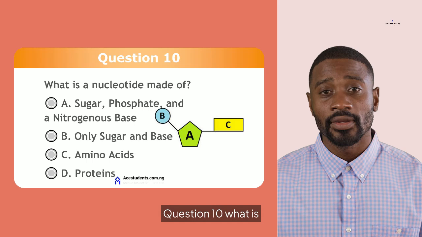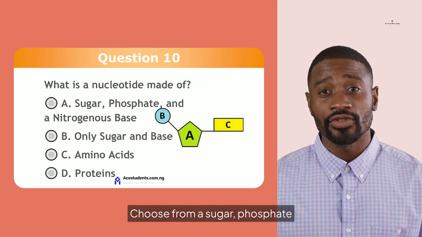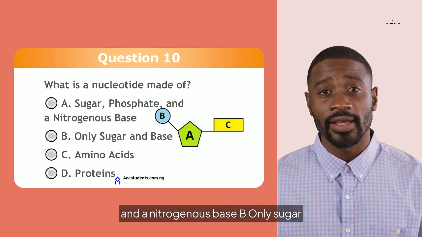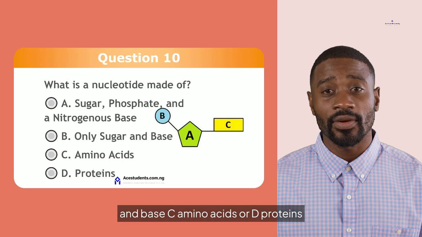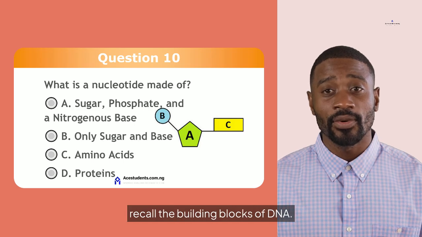Question 10. What is a nucleotide made of? Choose from A. sugar, phosphate, and a nitrogenous base, B. only sugar and base, C. amino acids, or D. proteins. Recall the building blocks of DNA.